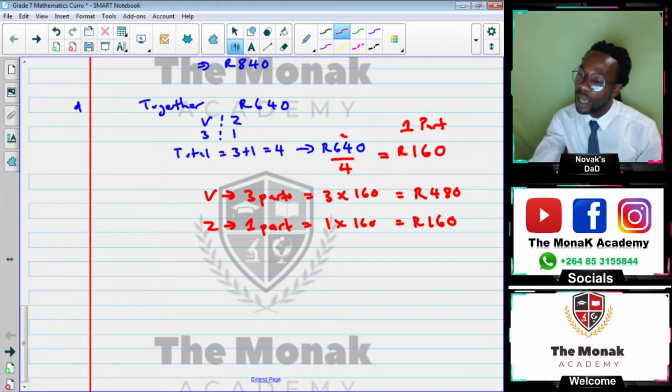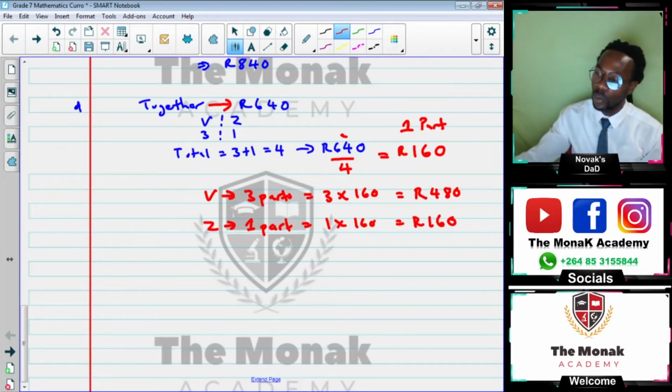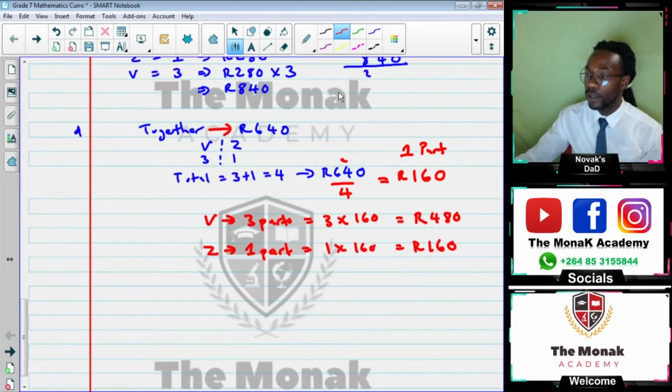So whenever now they are together, that's where we introduce our total, because we know the ratio is 3:1. When you get total, you get 3 plus 1, which is 4 parts. So this amount together represents 4 parts. So we divide by the number of parts, which is 4, so that we know what 1 part represents. And we found out that 1 part represents 160. Once we have that, we can now share. Vusi gets 3 parts, so 3 times 160 gives you 480. Zinhle gets 1 part, so 1 times 160, which is just 160. I hope that is fine.